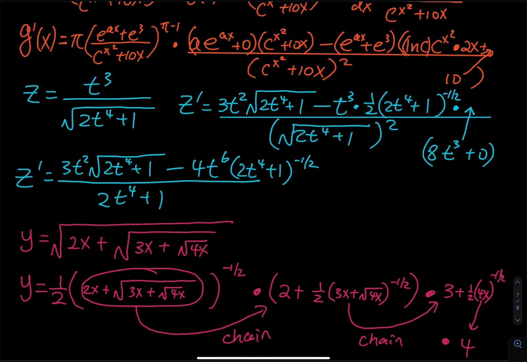So let's check this one more time. We have a square root, another square root. So we bring the bigger square root down and then raise it to a negative 1/2, and then we take the derivative of this radicand. The derivative is 2 plus you bring the 1/2 down, 1/2 minus 1. There is another layer, so that layer is 3 plus 1/2. Bring the 1/2 down and then negative 1/2, and then the radicand 4x, you take the derivative of that, that is equals to 4. Alright, so that is the end of this video.